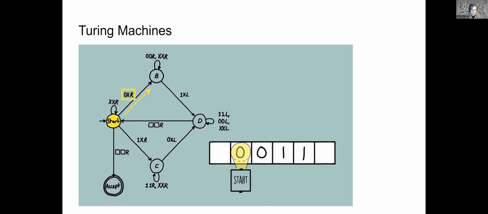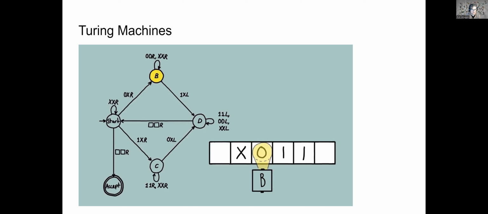It reads a 0, replaces it with an X, moves 1 square to the right and into state B. Now the machine has just seen a 0 and needs to find a 1 to pair it with. So state B says, if I see a 0 or an X, I'll leave them alone and move right 1 square and stay in state B. If I see a 1, I replace it with an X and move to state D.